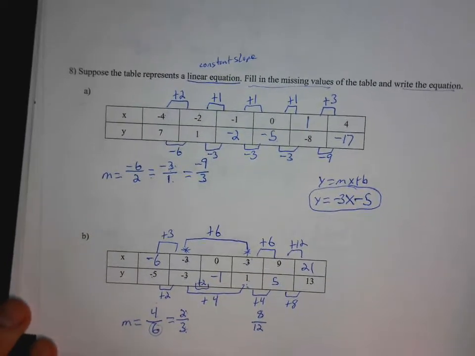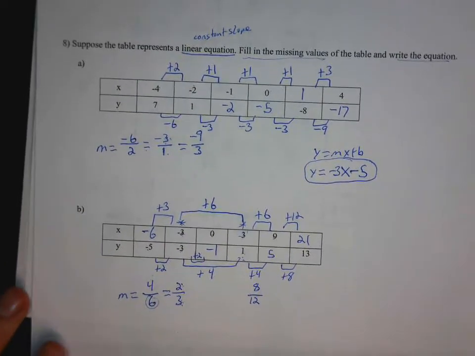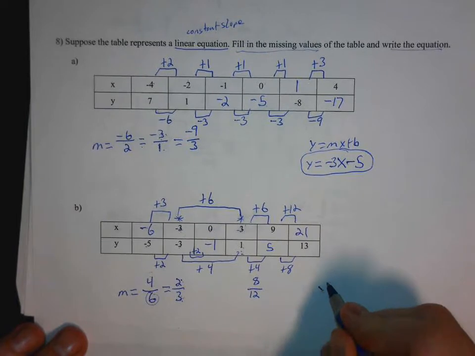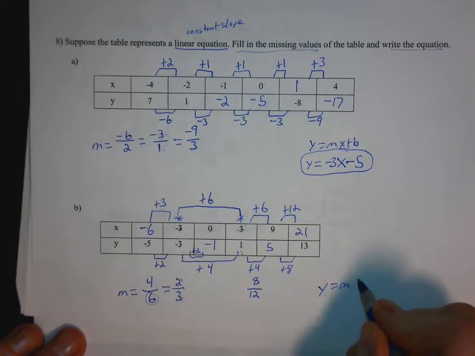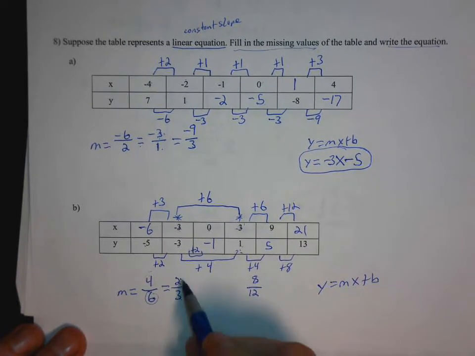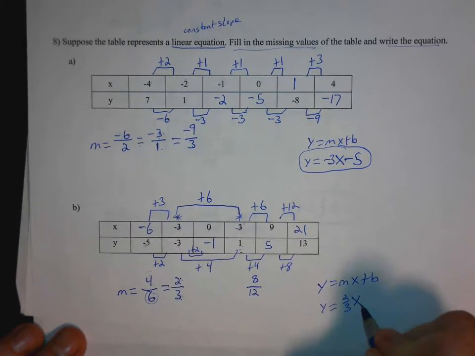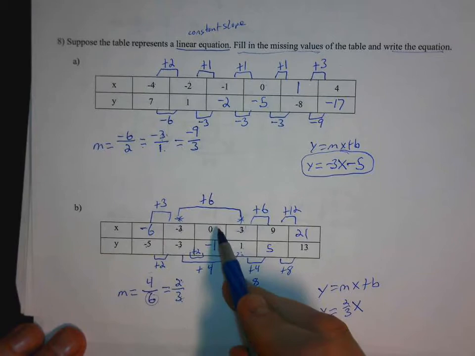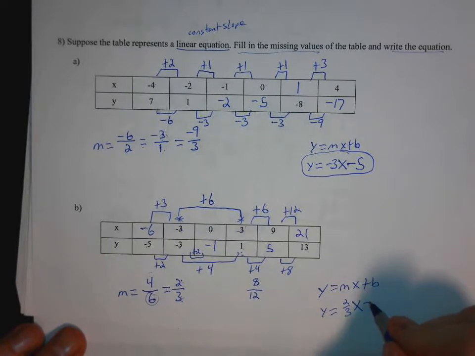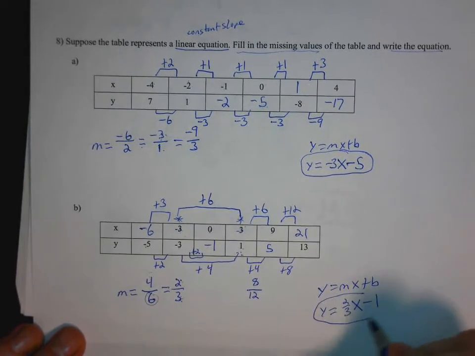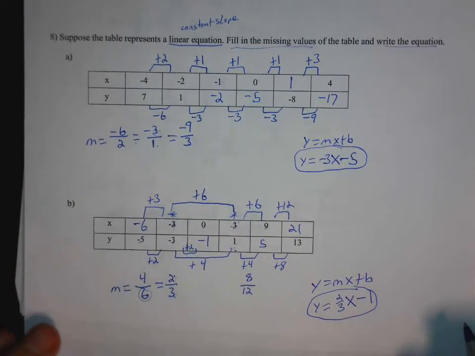Okay, so there's the table of values, and that one's a tough one. But the equation, y equals mx plus b, we know the slope of that line is 2/3 times x, and then plus the b value, which is negative 1. Okay, so y equals 2/3 x minus 1.